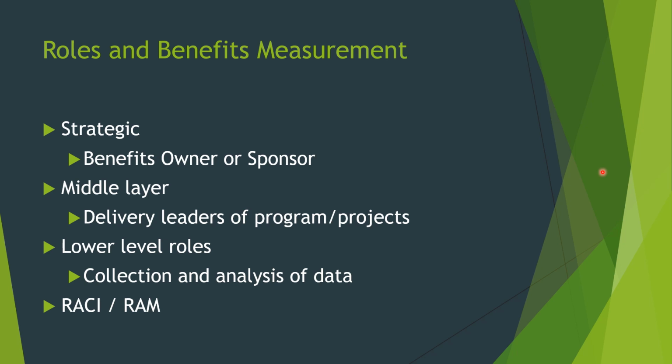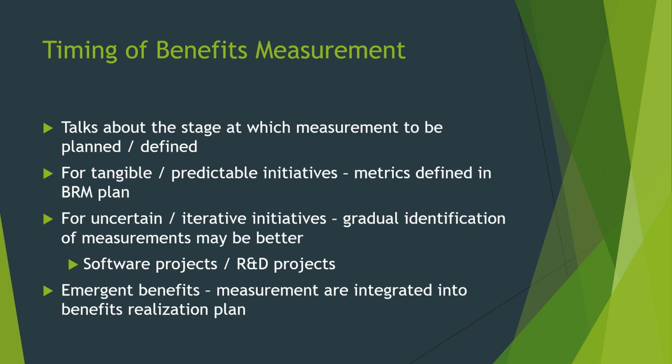There is a middle layer, where we can talk about the delivery leaders of initiatives, who will be responsible for catching the measurement and alignment of domain metrics to BRM. All those things they can take care of. There are lower level roles, like the person who collects and analyzes the data. So these are the three types of roles the BRM practice suggests, and you can use a RASI matrix or a RAM, responsibility assignment matrix, for identifying the roles and defining the accountability and responsibilities.